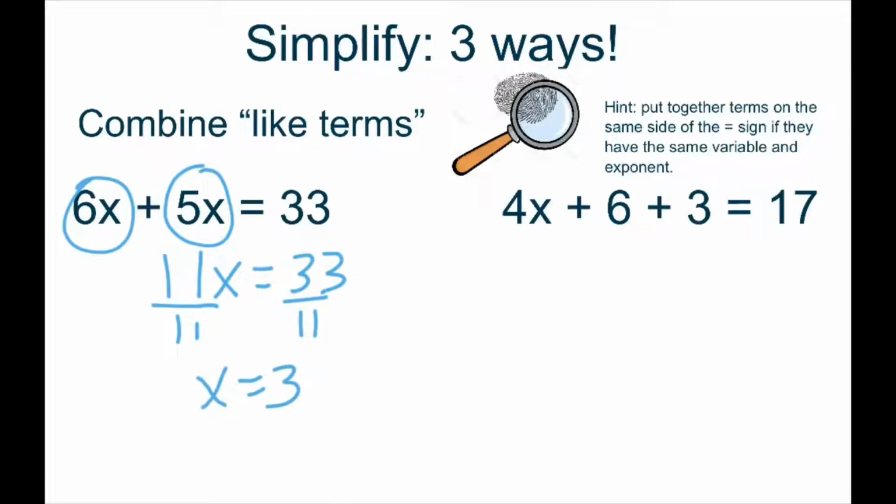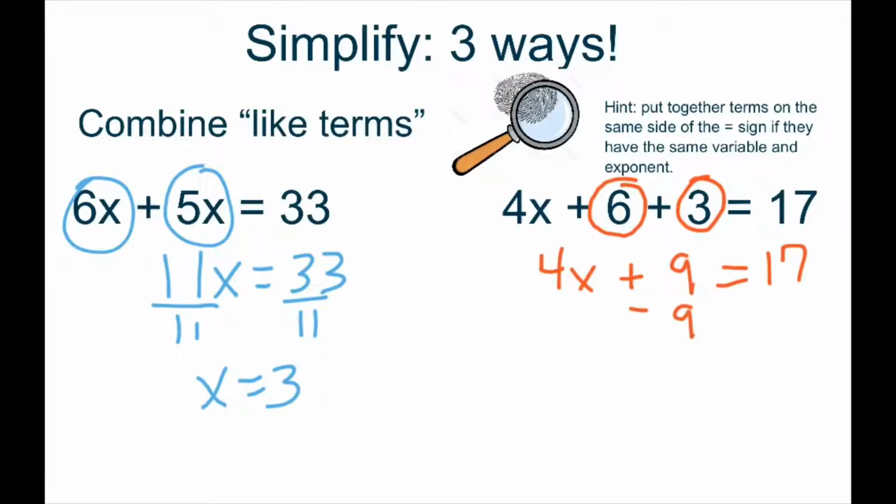Okay, moving on. On this problem, we have 2 constants that are the same. We have 6 and a 3. So I'm going to put those together. First, I'm just going to bring the 4x down here because we're not changing it. 4x plus, put together, 6 plus 3 is 9, equals 17. Now, we just have a 2-step equation. So let's go ahead and solve those.